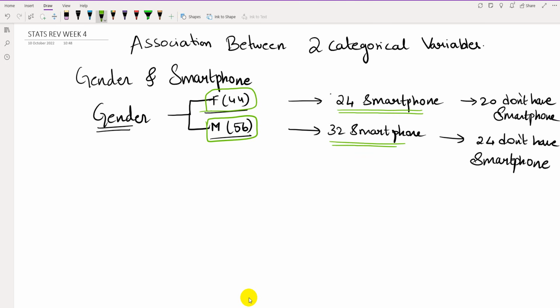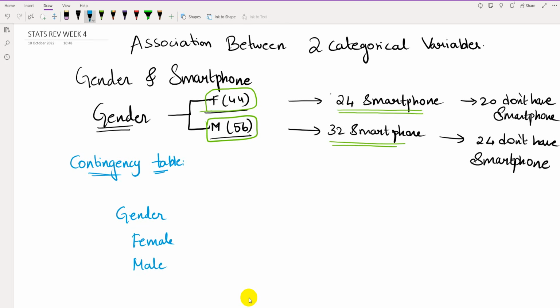So to know this, we need to draw a table or a chart. We can draw the chart in this way. This chart or table which we are going to draw is called a contingency table. How are we going to do it? First, we have divided the population on the basis of gender, female and male.